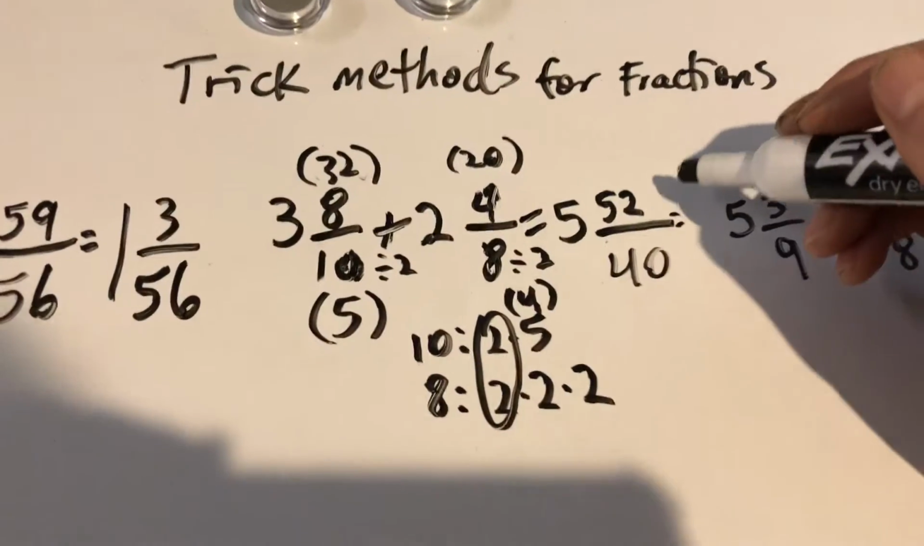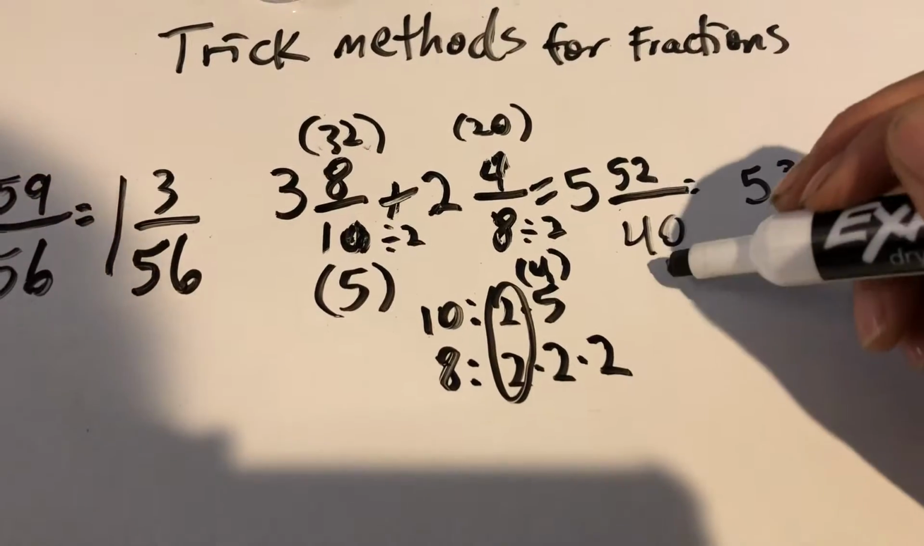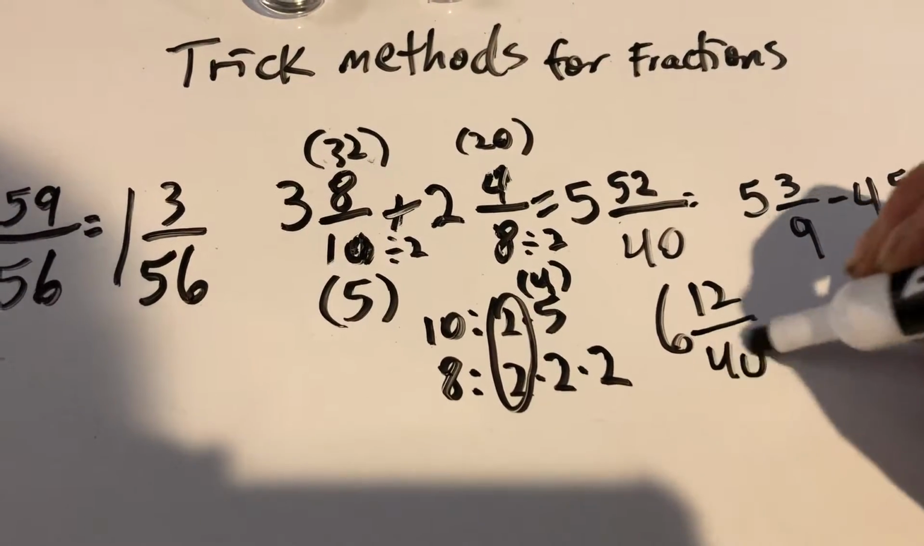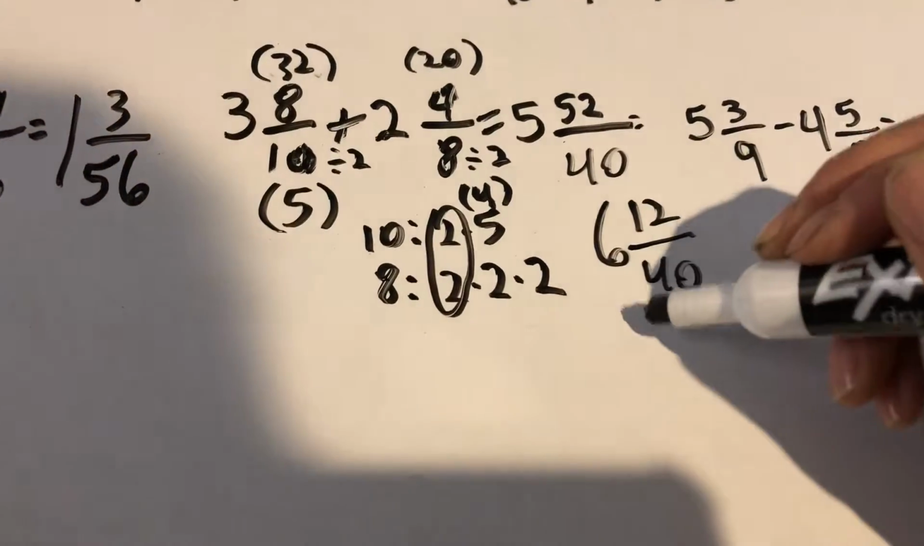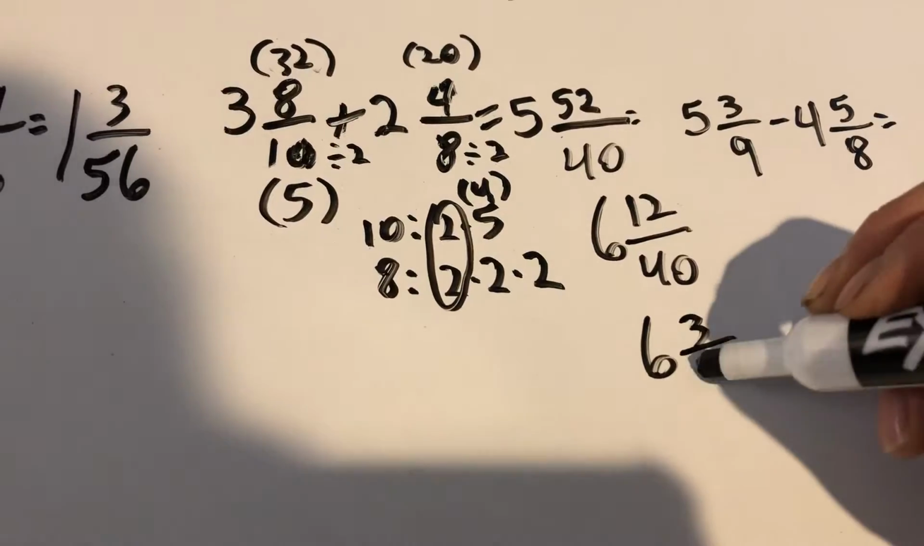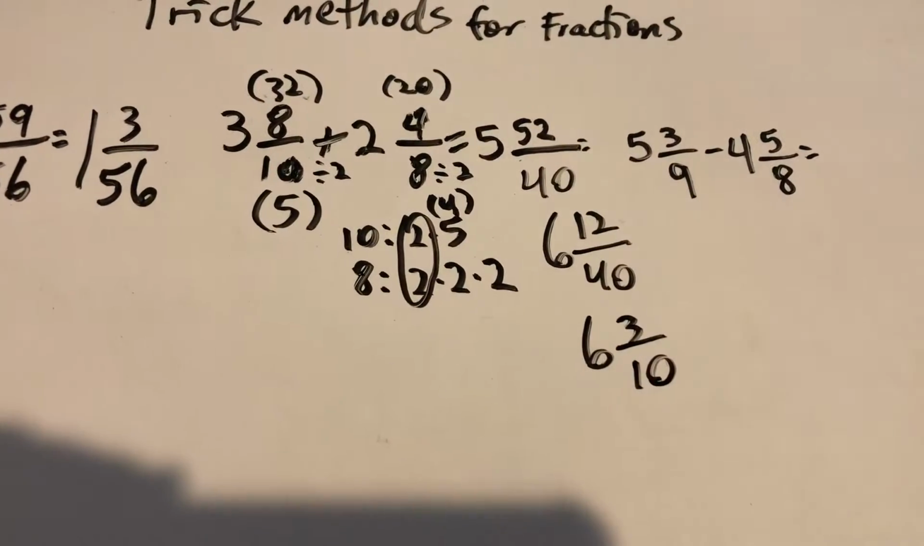So we got 5 and 52 over 40ths, which is equal to 6 and 12 40ths, which is reduced to 6 and 3/10 as my final answer.